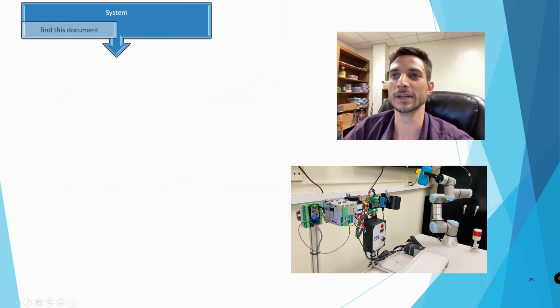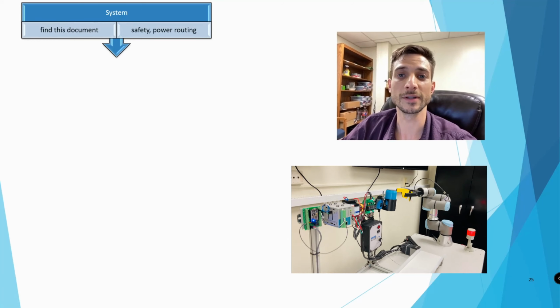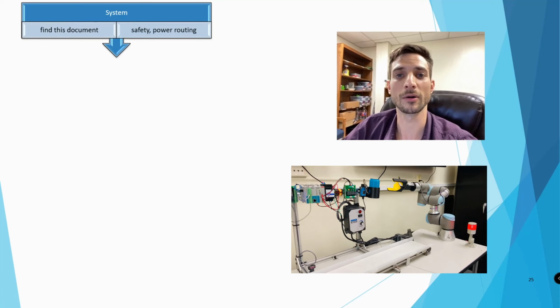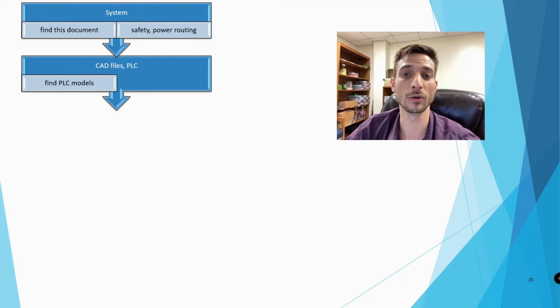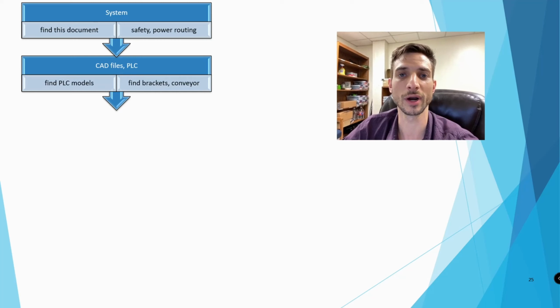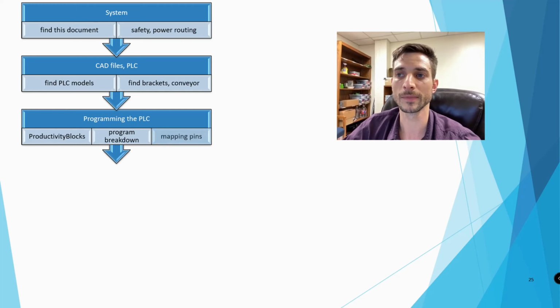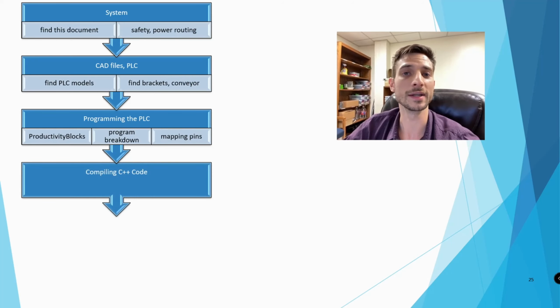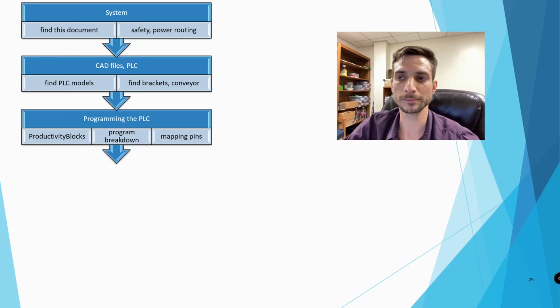We have the documentation for the whole system overall, the safety comments and how the power is routed throughout the system, where to find the CAD files for the PLC controller as well as the other brackets, programming the PLC, which we do with productivity blocks, the program breakdown and the sequence of the program, then going into how the pins are mapped. That is, the pins are mapped from the software to the hardware.